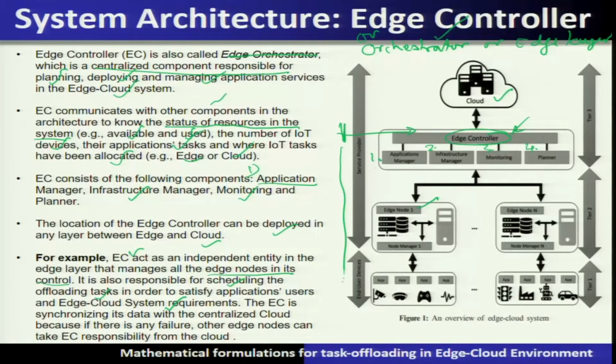On one side, it has to satisfy the requirements of the IoT devices or end user devices, and on the other hand, it has to manage the resources of the cloud edge system, providing these resources in the form of task allocation or scheduling the offloading tasks of applications which are run by the users at the IoT devices. Therefore, the edge controller synchronizes its data with the centralized cloud, because if there is any failure, other edge nodes can take over the edge controller's responsibility from the cloud.